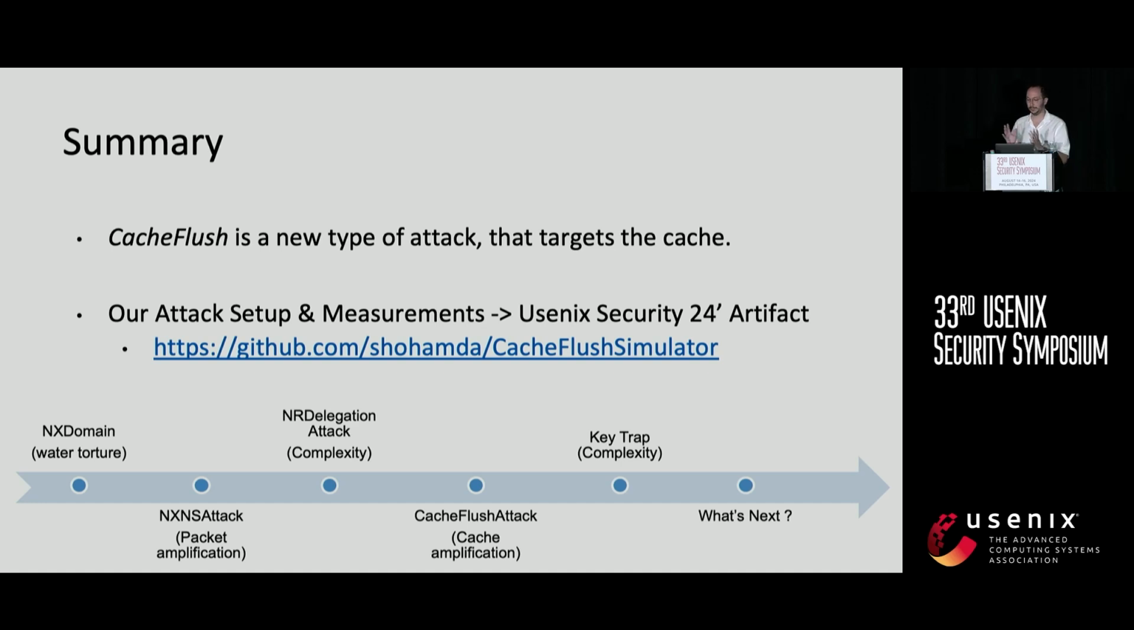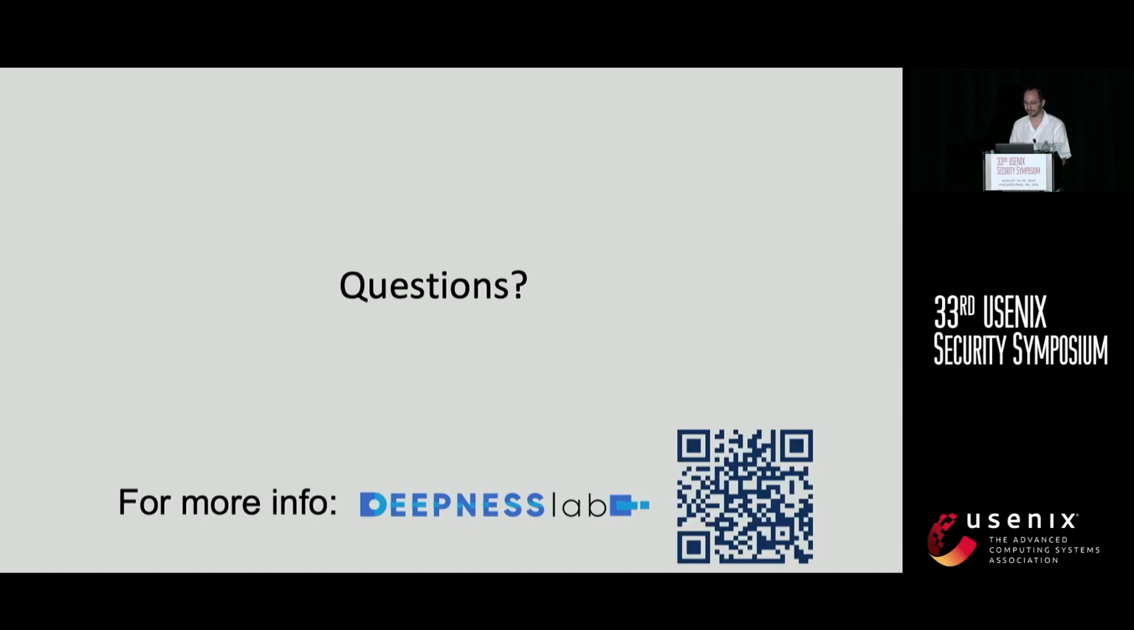So to summarize it all, CacheFlush attack is a new type of attack that targets the benign cache. All our attack setup and measurements are in the artifact, and we are suggesting that if researchers want to check and see the results and do further research on that, here's the link, and you can use it. Thank you very much. If you have any questions.